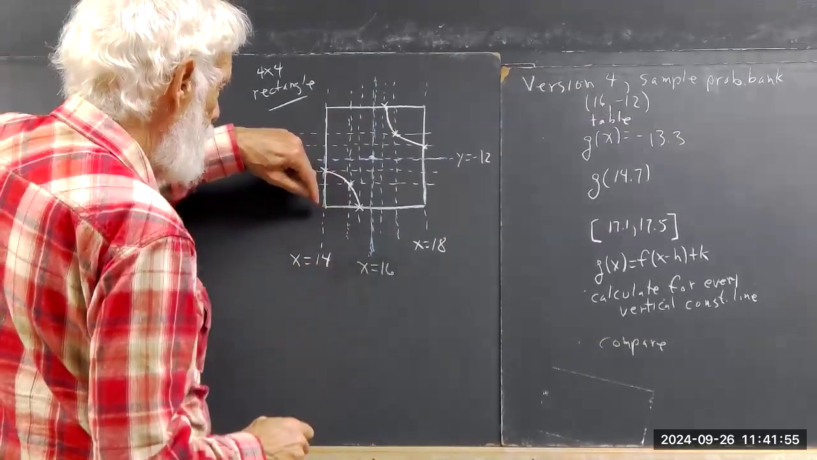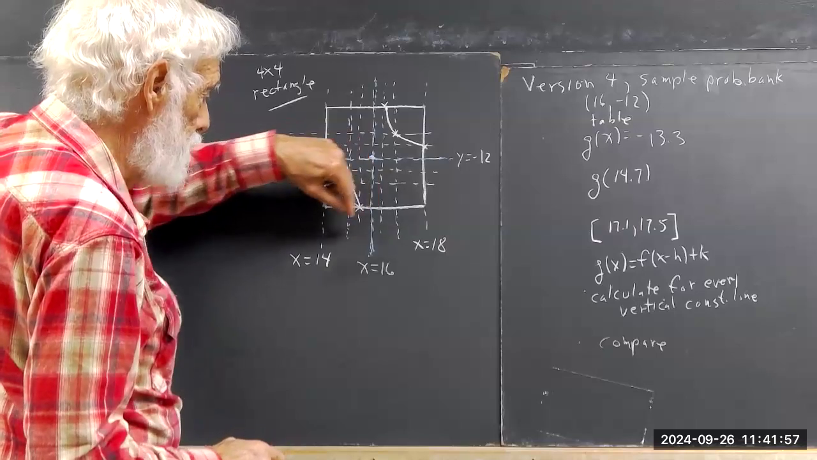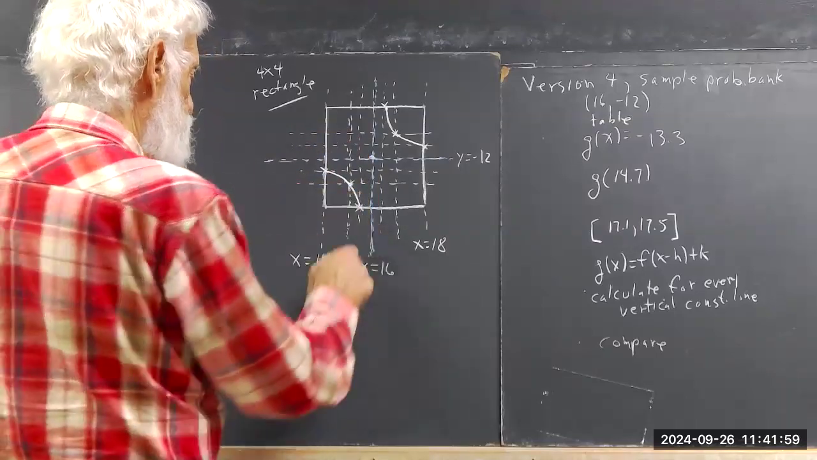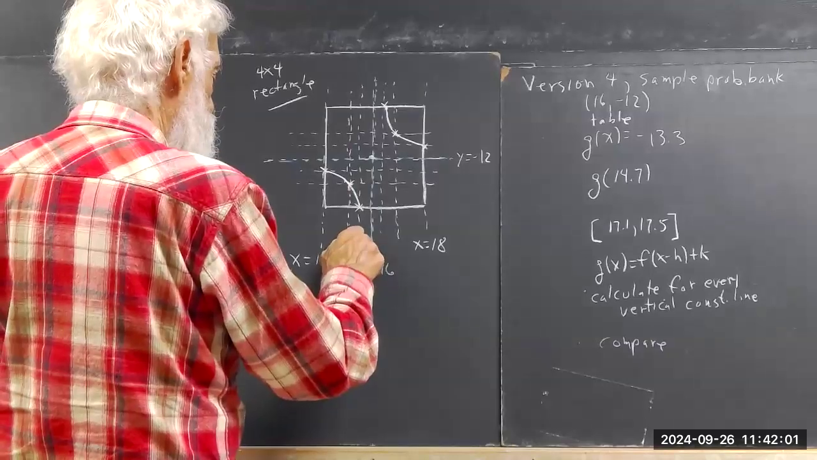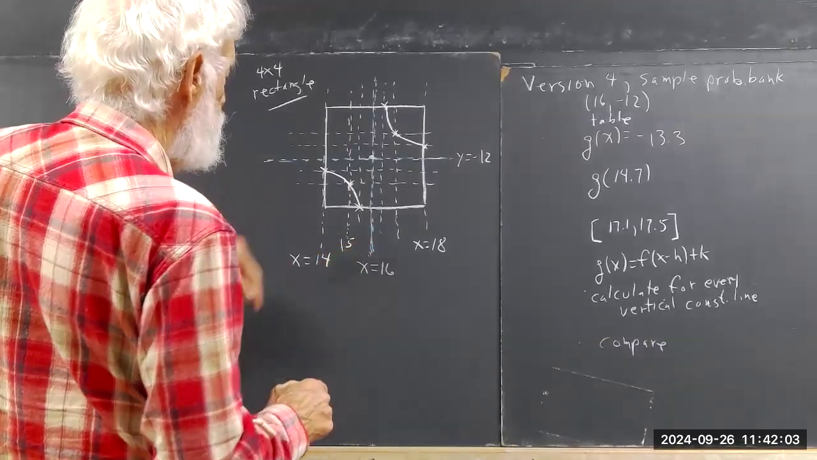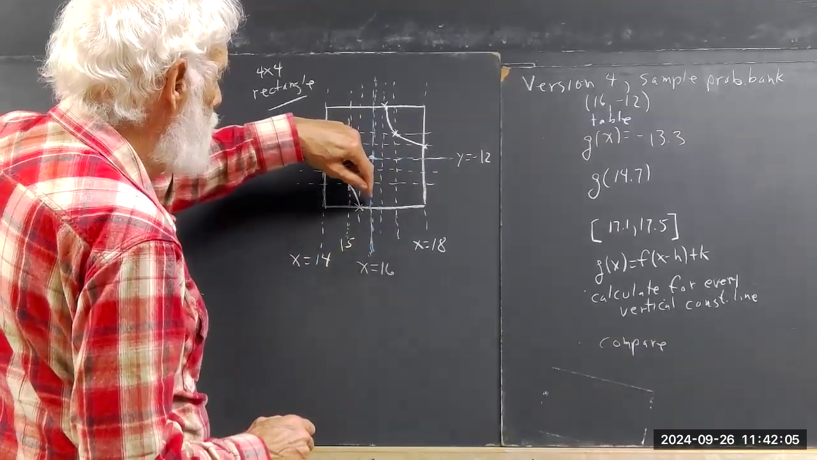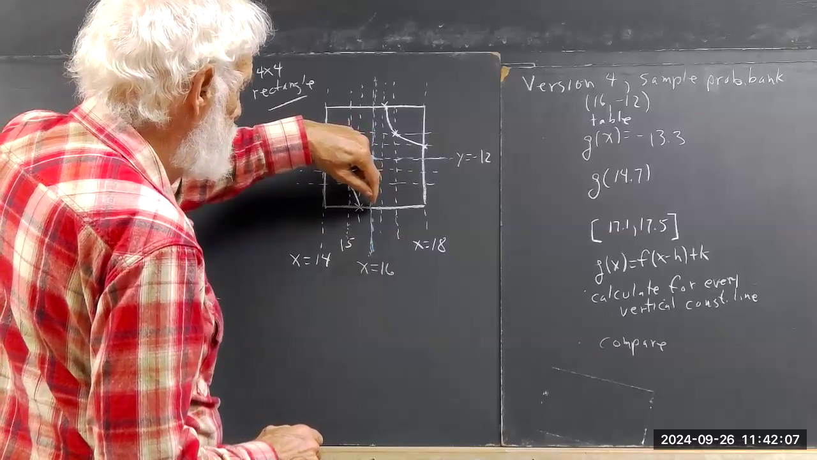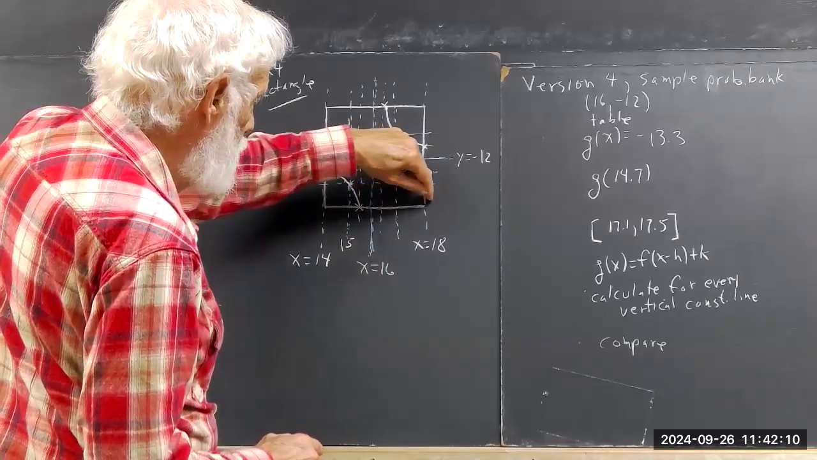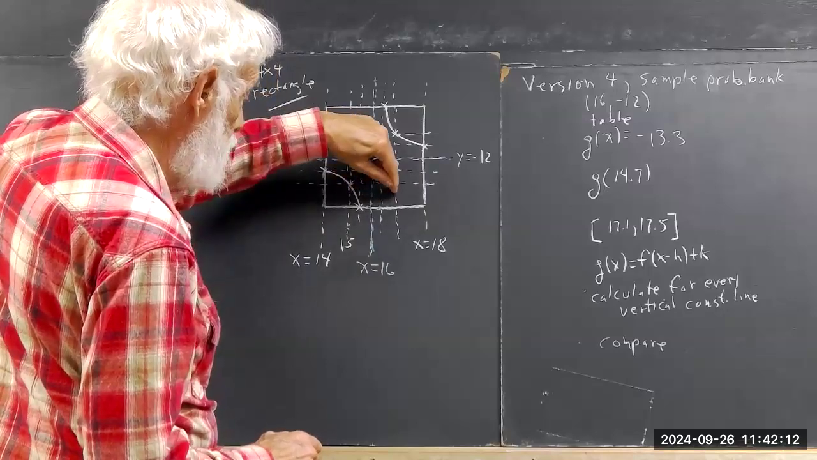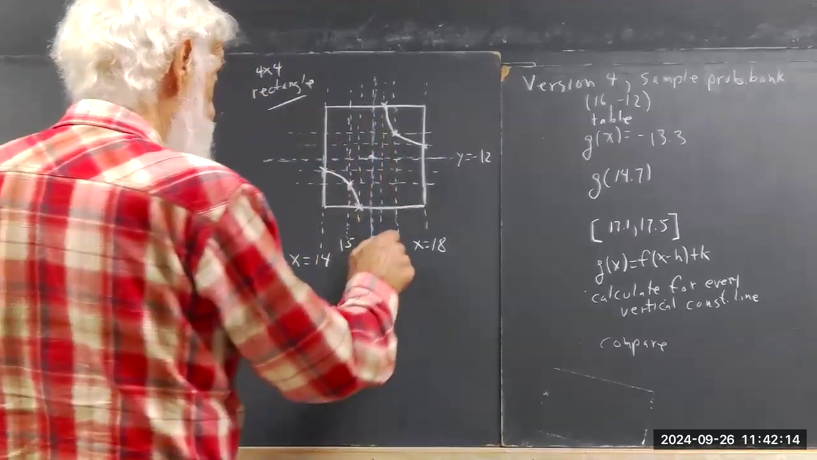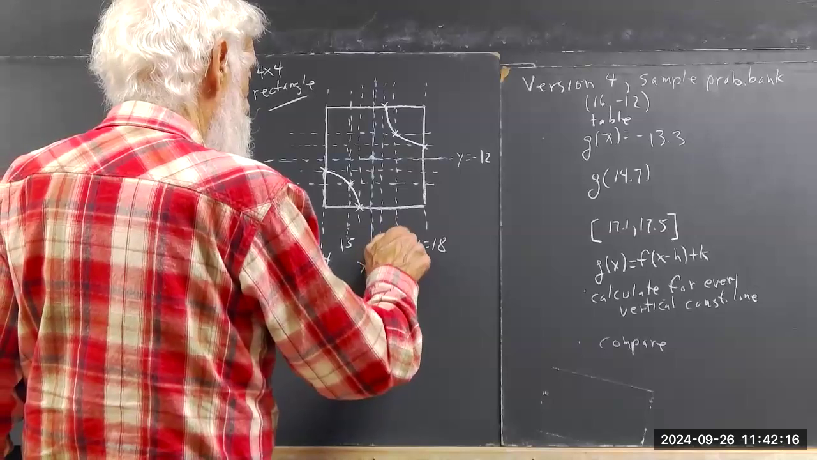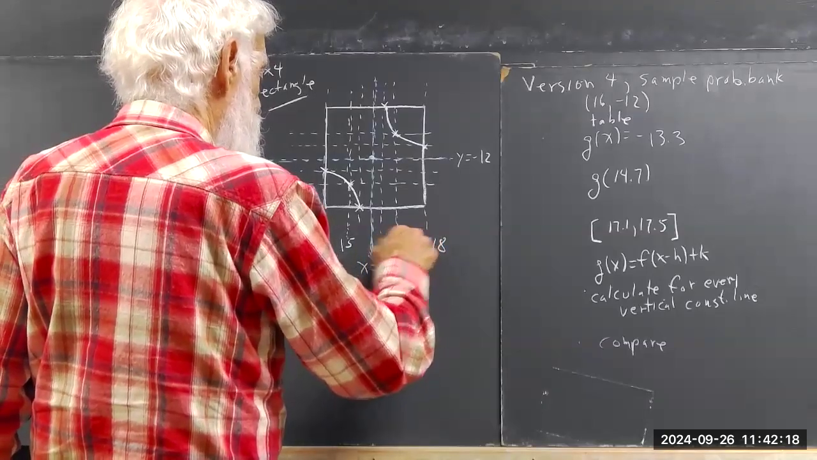So this line is halfway from the left edge to the center. Well, halfway from 14 to 16, everybody, I think, understands that that's 15. And then halfway between the right edge and the center is this line, because that's where we constructed it. That's going to be x equals 17.